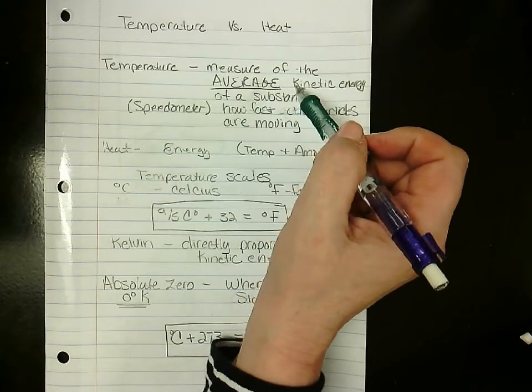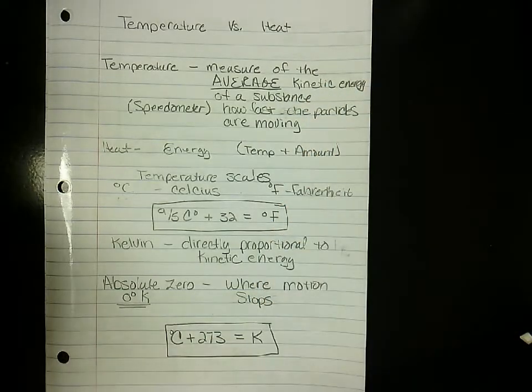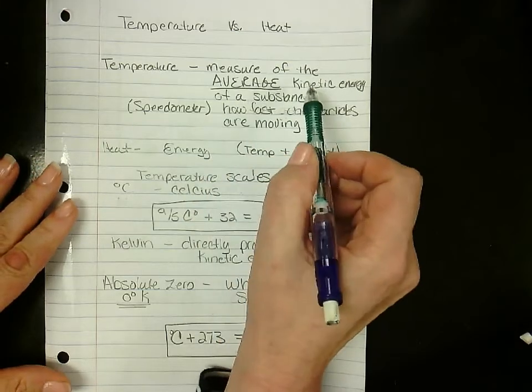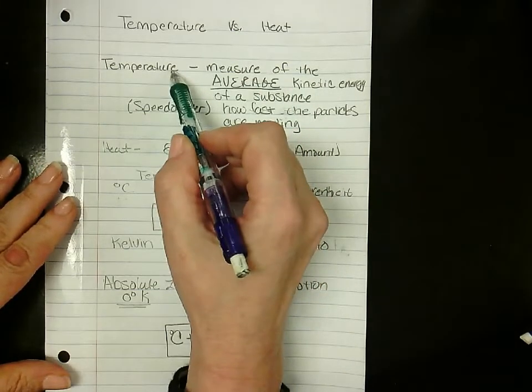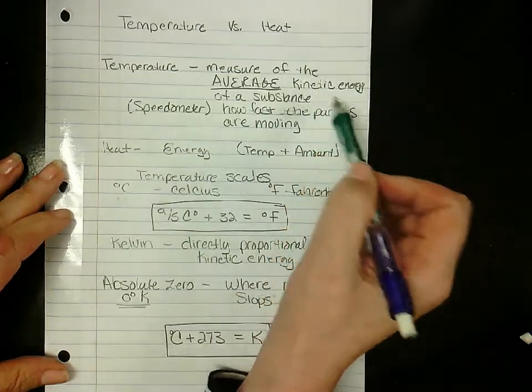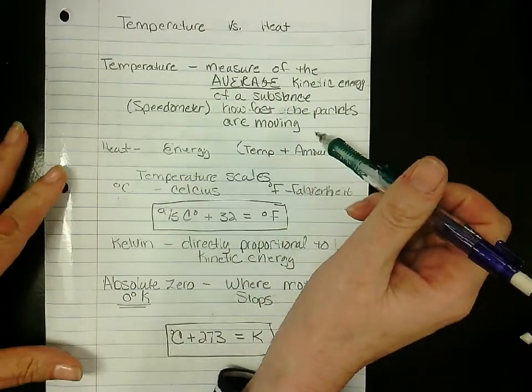And so you can think about that like the halls in the high school. If I look above during passing period, the halls are moving at basically the same speed. There are some people quickly darting in and out and going much faster, and there's some very pokey people. But in general, they're moving at an average speed, okay? So again, temperature or our thermometer is our speedometer. It measures the average kinetic energy of a substance, how fast the particles are moving.